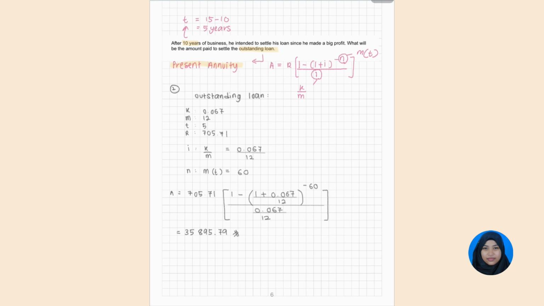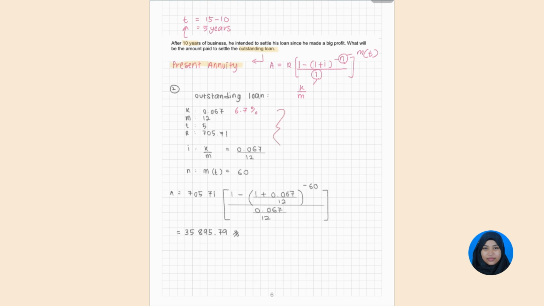K here means 6.7% offered by Plan A. M is the frequency the loan is compounded, which is compounded monthly, so it is 12. T is the year, which is 5. R is the monthly payment Mr. Zack has to pay, which is 705.71, and i is 0.067 divided by 12, and n is 60.